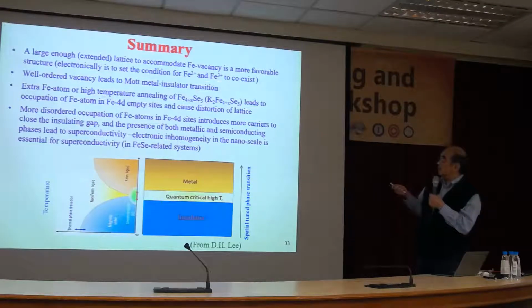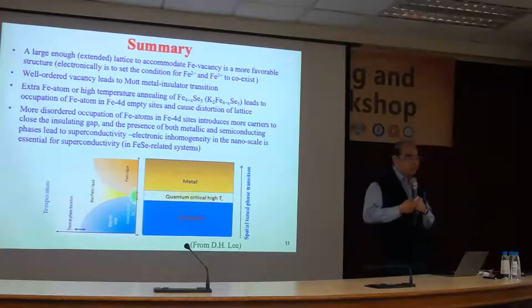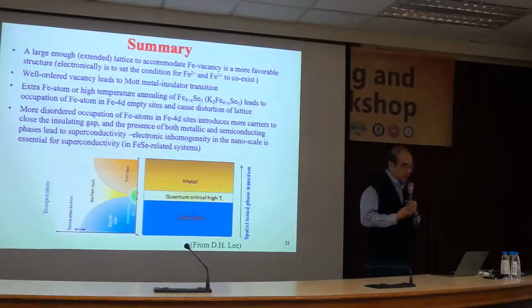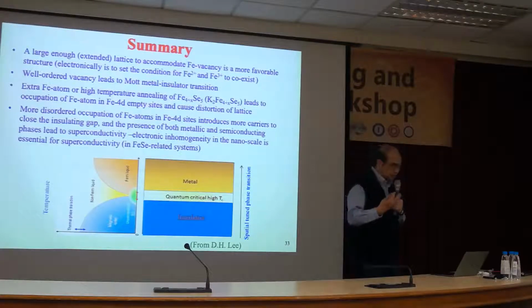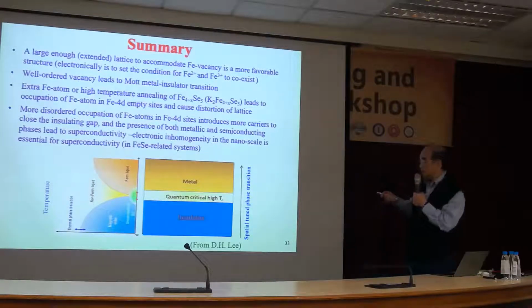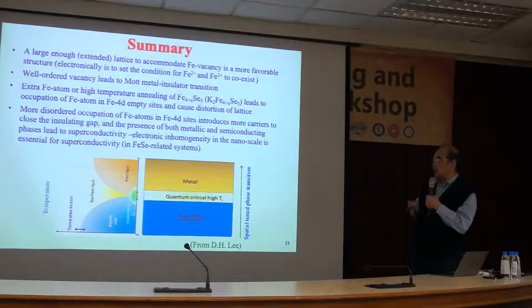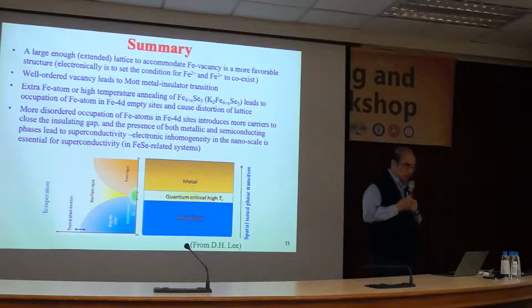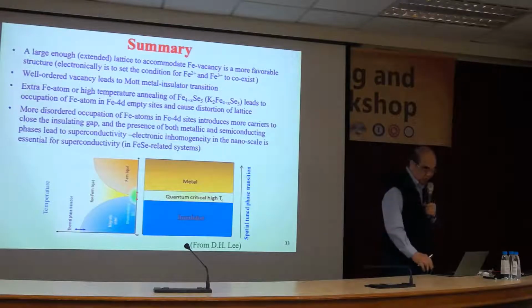And then after that, we start to fill these empty sites and make it random, right? That gives you a metallic phase that coexists with the semiconducting or insulating phase. There is some kind of competition there, and that gives rise to superconductivity. This is a picture that Dong-Hai Lee came up with to try to understand iron selenide superconductivity, but this is just a model he proposed.